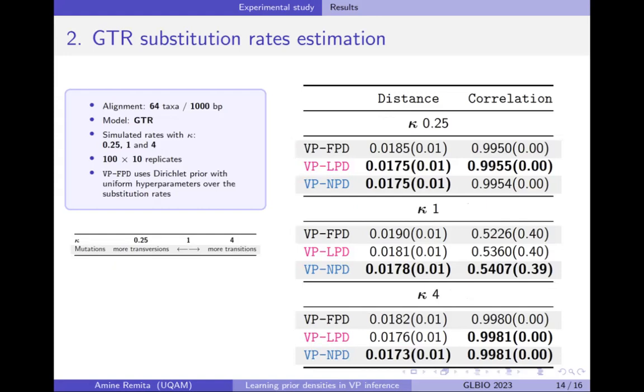For the estimation of substitution rates of the GTR model, we simulated 3 data sets with different mutation rates. Using the rate ratio kappa, we controlled the difference between the two types of mutations, transitions and transversions. We can notice, independently of the dataset case, the estimations made by the LPD and the NPD models are improved compared to those made by the FPD models. They are closer and better correlated with the true values.